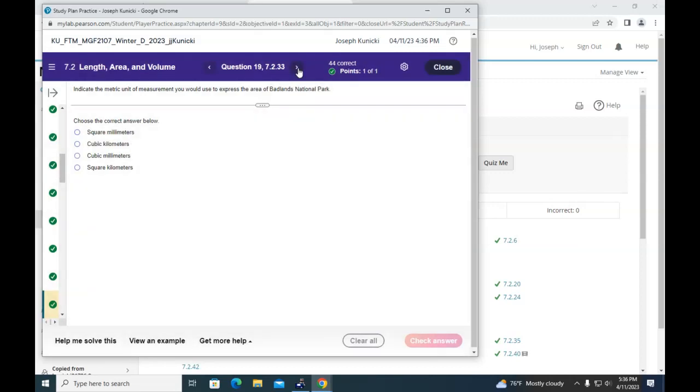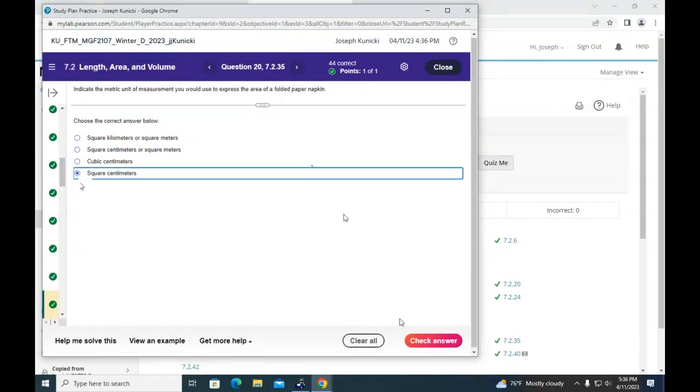35. Indicate the metric unit of measurement you would use to express the area of a folded paper napkin. Square centimeters, right? Here's a folded napkin. Which one can we eliminate? Cubic centimeters. We can eliminate square kilometers and square meters. If we had to choose between B and D, we would choose square centimeters.